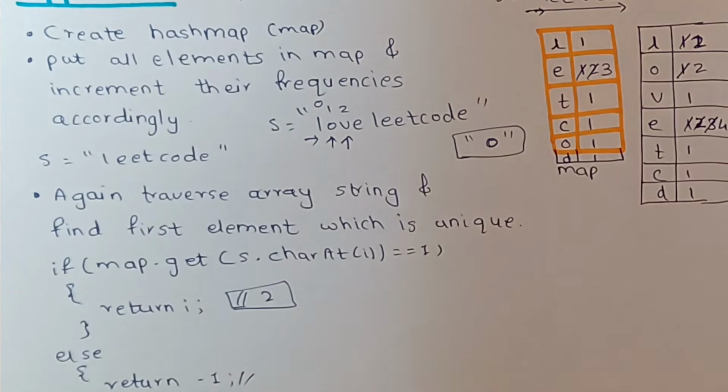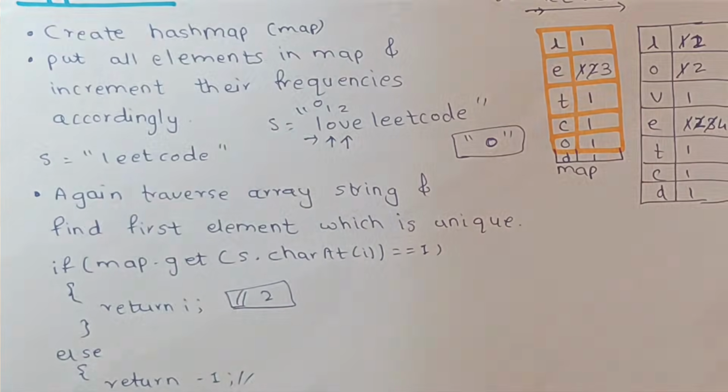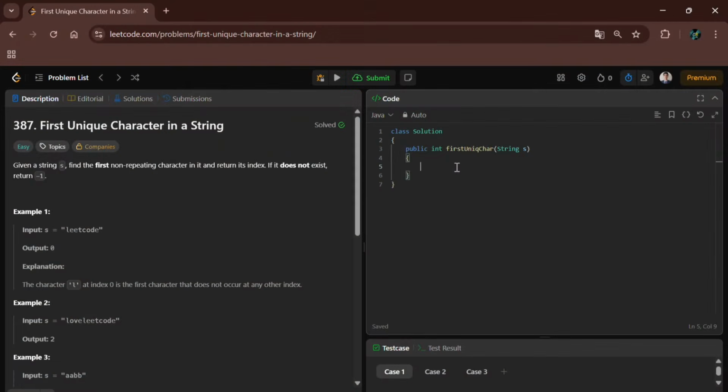So let's code it in LeetCode. Let's write the code for our approach. First we will create one hash map. It contains a character and an integer. I will name it map, new HashMap. Now we store the length of the string in n. Now we have to traverse throughout the string, and store the keys and values in the hash map.